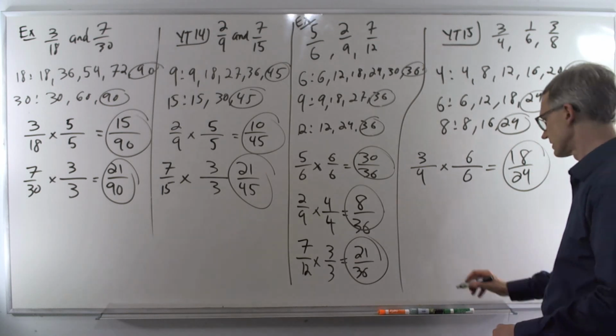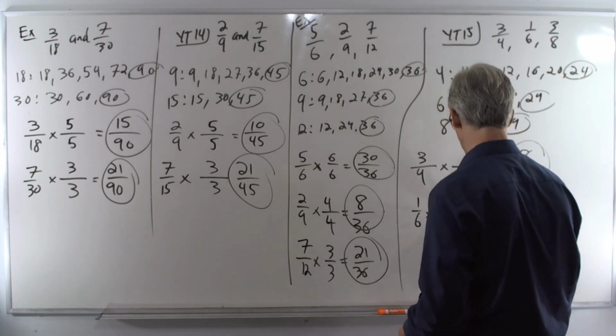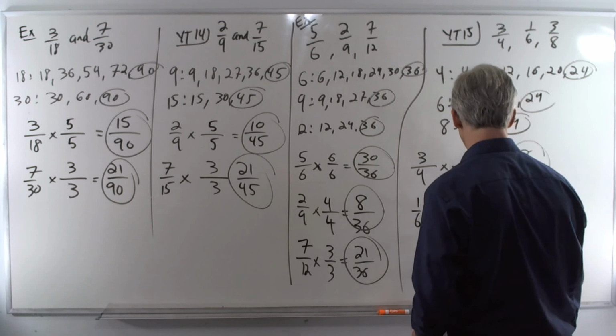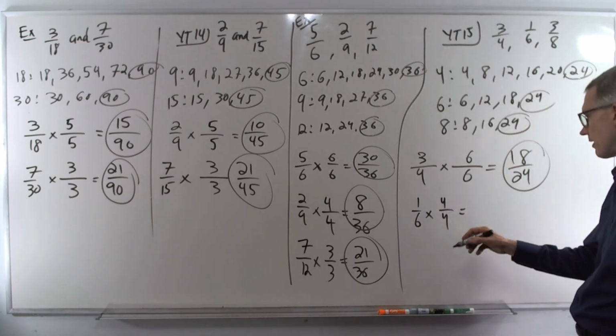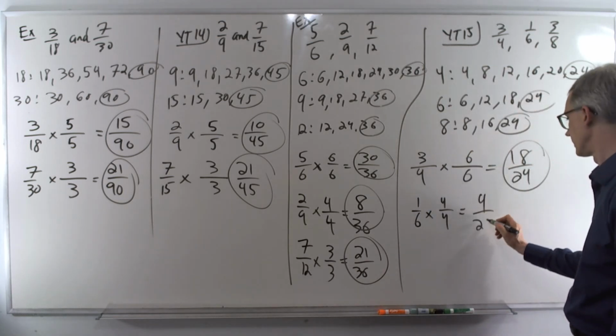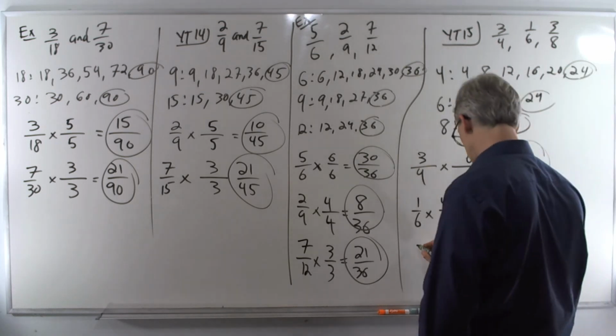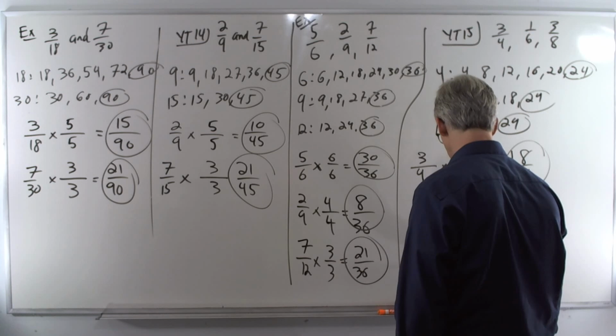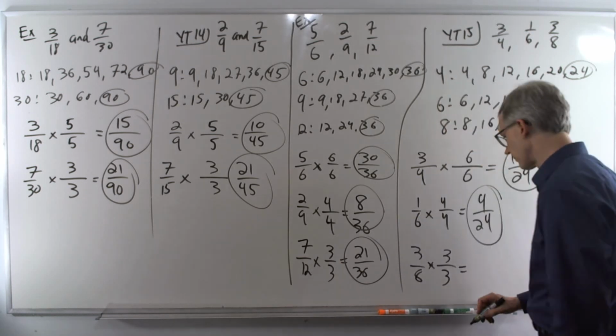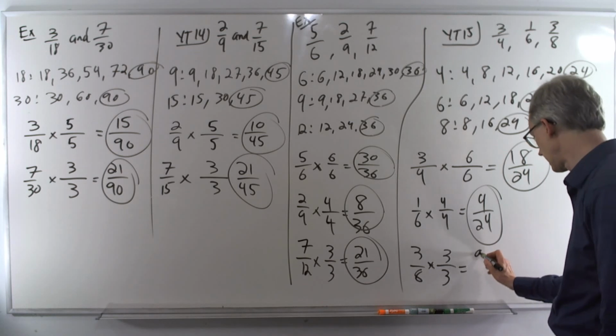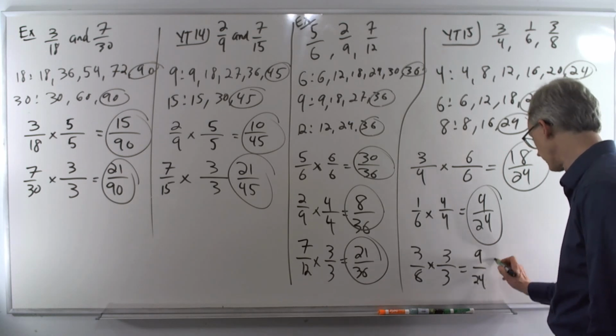Second fraction, 1/6. 24 is the fourth multiple of 6. Multiply by 4, we got 4 over 24. And finally, 3/8. 24 is the third multiple of 8. So we're multiplying there by 3 over 3 to get 9 over 24.